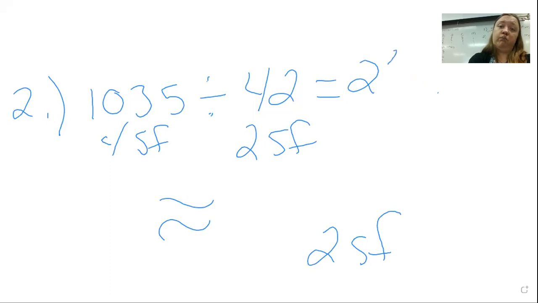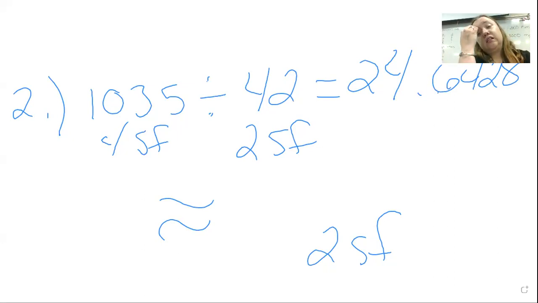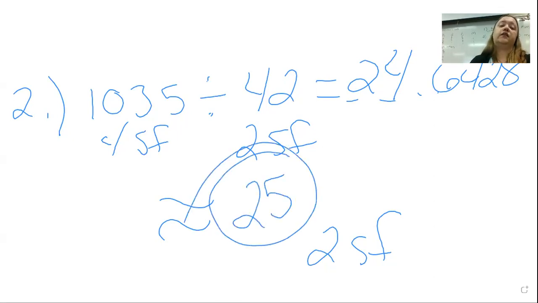Our calculator is going to spit out a lot of numbers to us. 24.6428. That gets the point across. But we need to round this 24.6428 to 2 significant figures. So the first 2 digits need to be significant. So we look at the 4, we look at the next number after the 4 is a 6. So we're going to round our 4 up to 25. So 25 is the correct rounded answer.